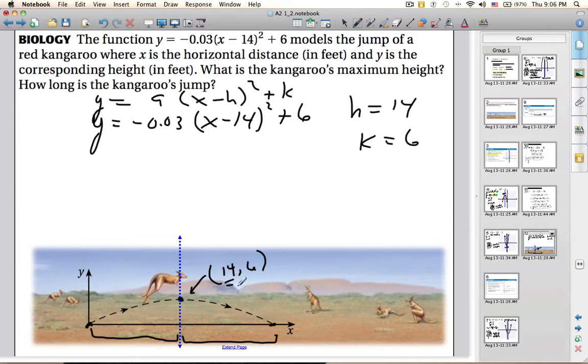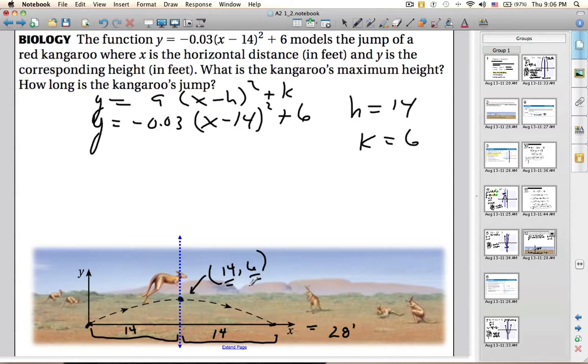Well, this is 14 units. I know that was how far I moved from 0, 0 to get to my vertex. I moved 14 to the right and I moved up 6. So if that's 14, this is 14, and 14 and 14 are 28 feet. That's how far he jumped. So that's the answer to how long is his jump.